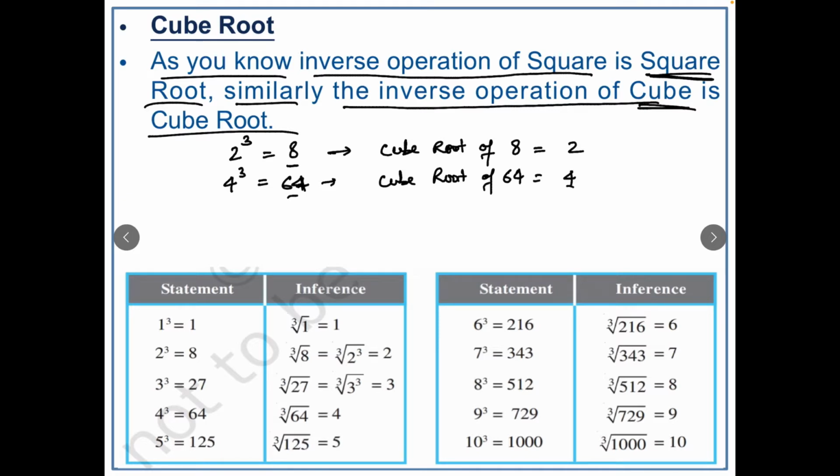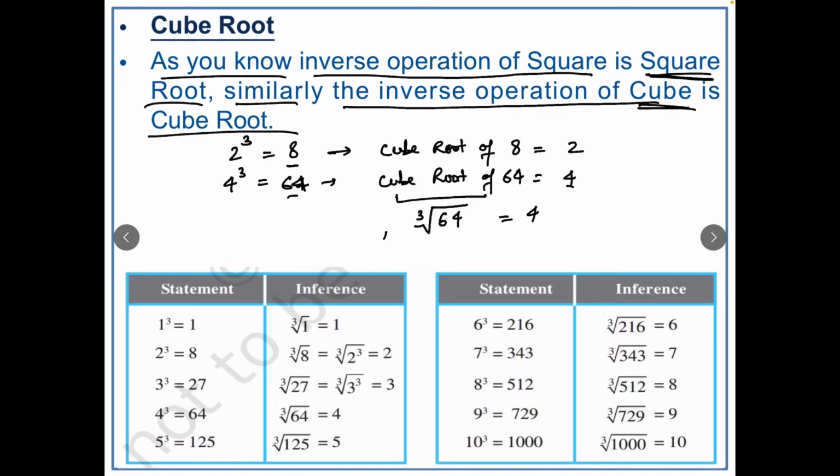Instead of writing the words cube root of, we use a symbol which is similar to the symbol that we use for the square root. First draw the symbol of the square root, and then here write the number 3. Without 3 it's a square root, and when you write the 3 here it becomes cube root. Under this write the number 64. So cube root of 64 is equal to 4.